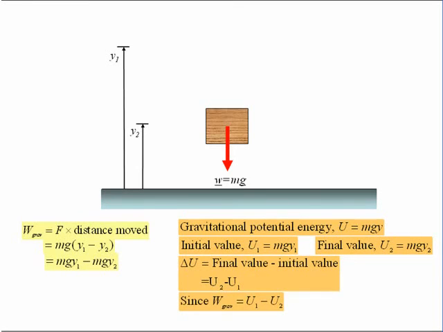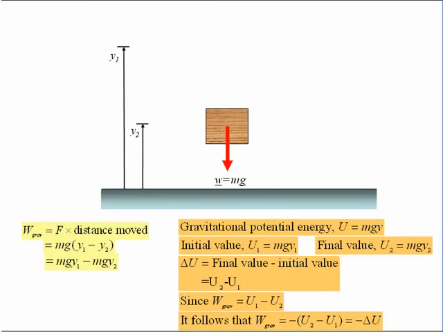Since the work done by gravity is equal to U1 minus U2, it follows that the work done by gravity is equal to minus (U2 minus U1), which is minus delta U. So in other words, the work done by gravity is equal to minus the change in the gravitational potential energy.